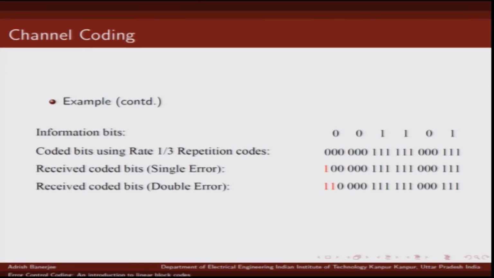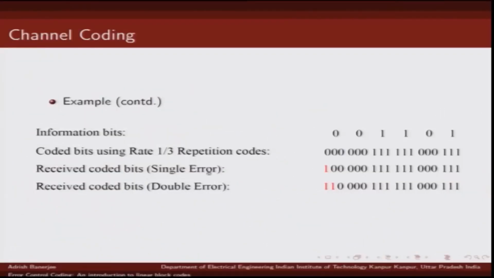Now, let us look at the error correcting capability of this code. Let us go back again and look at the single error situation. When a single error happens, something like this, let us say one of the bits got flipped: 1 0 0. Now, can we correct single errors? The answer in this case is yes. Why? Because if you look at these 3 bits, 2 bits are already 0 and 1 bit is 1.